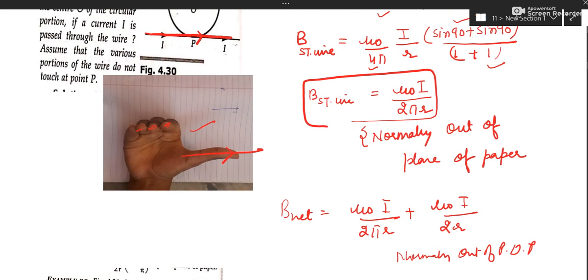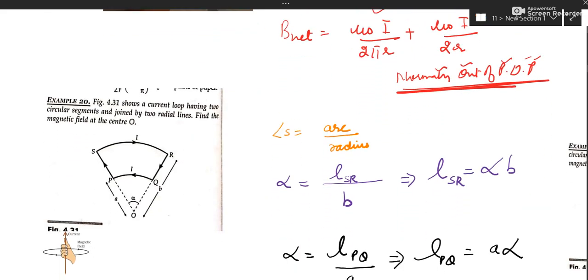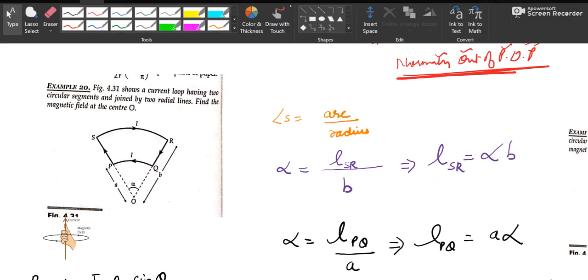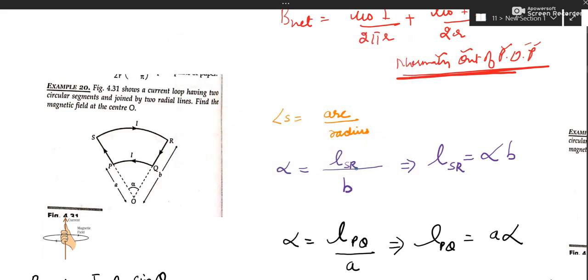Okay, so both are outward, or you can say both are upward. So you can add both. So you will get the net magnetic field, and then you have to write the direction of the net magnetic field, that is normally out of the plane of the paper. Okay, let us do more practice of these numericals. You should solve each of the numericals and try to match up the answer.